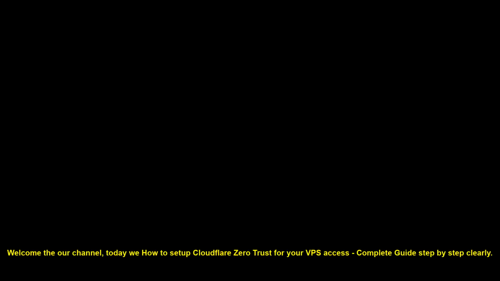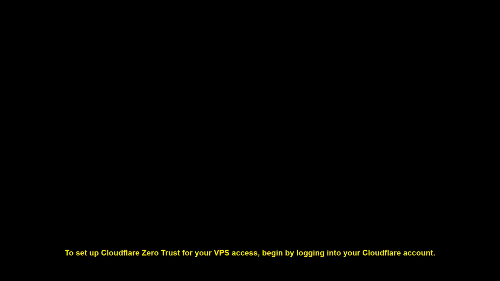by step clearly. To set up Cloudflare Zero Trust for your VPS access, begin by logging into your Cloudflare account. If you don't have an account, create one by visiting the Cloudflare website. Once logged in, navigate to the Zero Trust section in the Cloudflare dashboard. Click on the Get Started button to initiate the setup process.